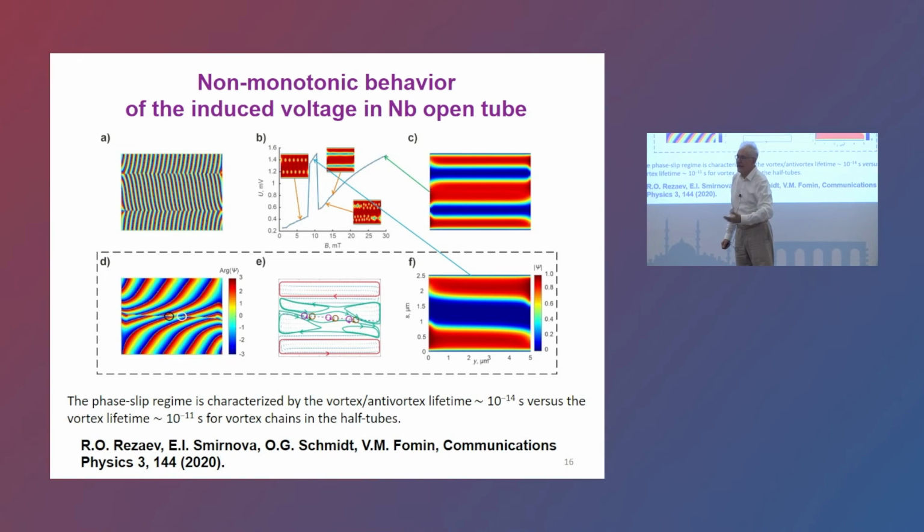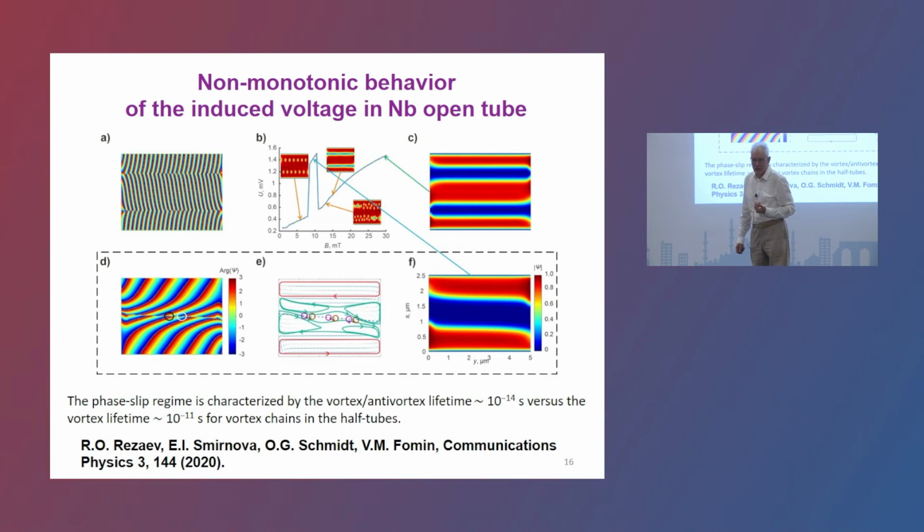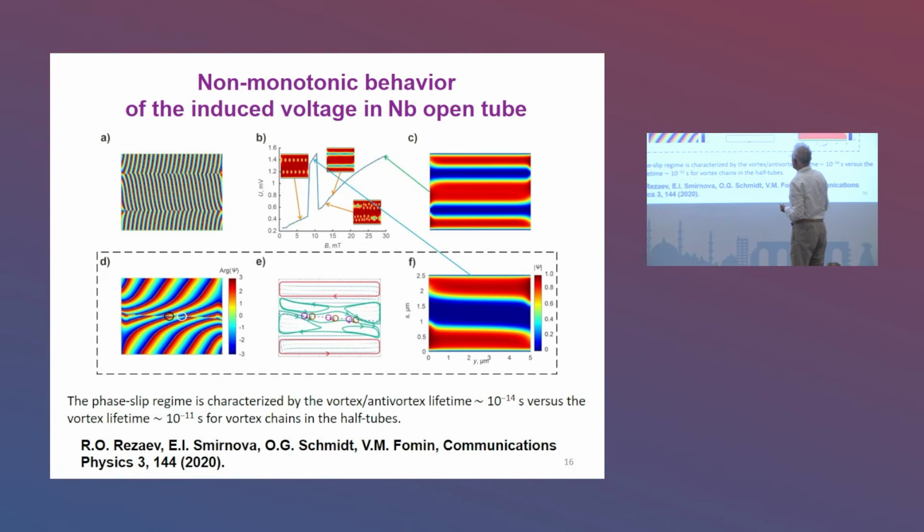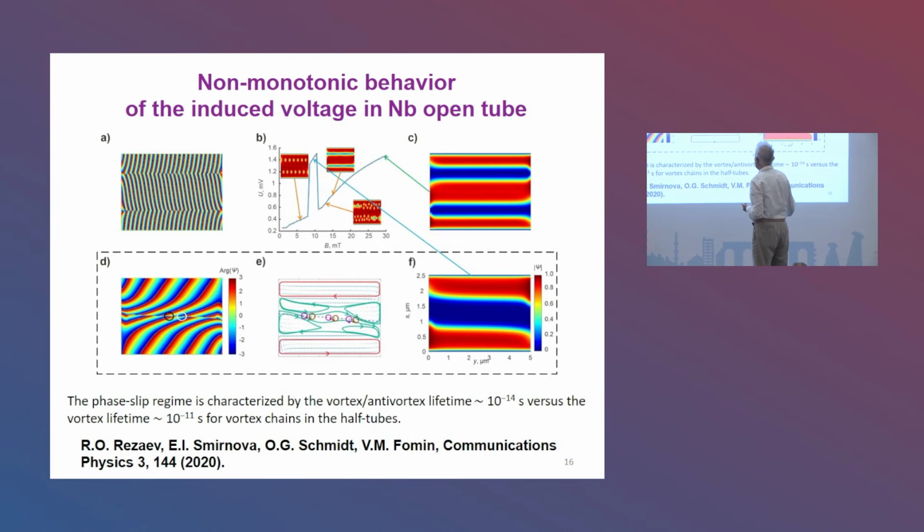They can produce a very prominent induced voltage. And what is induced voltage? It's a measure of deviation from superconductivity. It's a measure of induced resistance due to the motion of vortex-anti-vortex pairs. And on the characteristic induced voltage as a function of the magnetic field, this regime is represented by a peak. We have a peak on the induced voltage versus magnetic field characteristic.